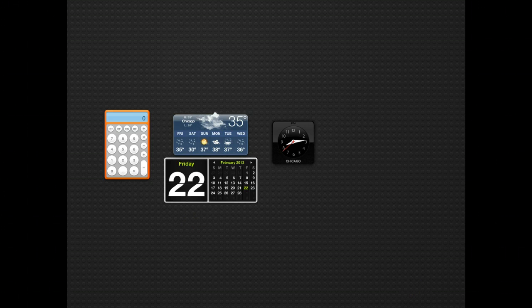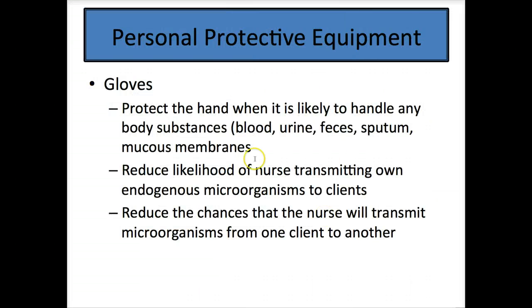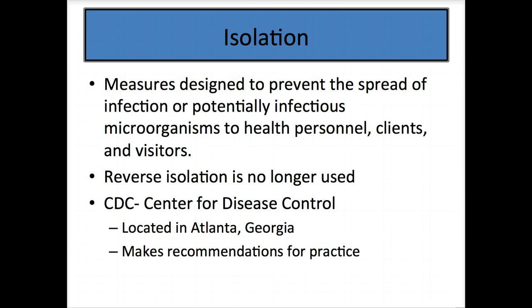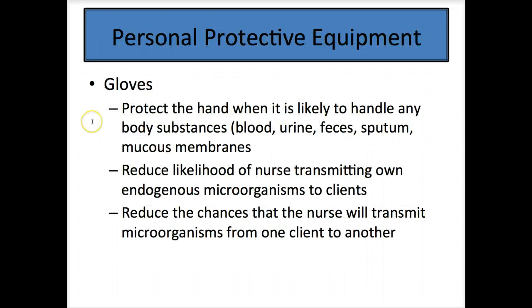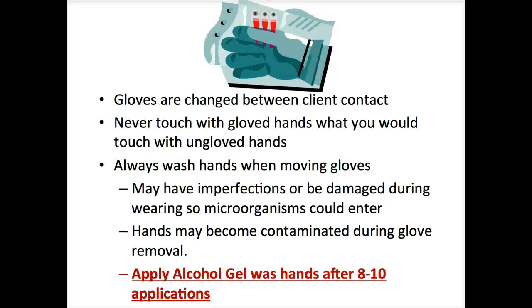So your personal protective equipment. Your first round of protection is your gloves. Gloves protect the hands, and you should wear PPE and gloves whenever you're going to come in contact with blood, urine, feces, any kind of bodily fluids that are going to increase your likelihood of coming in contact with infectious organisms. Gloves should be changed in between every client.